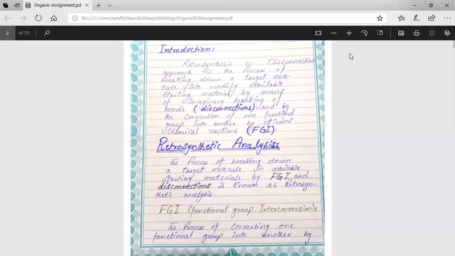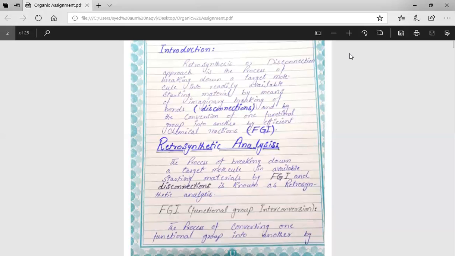Moving towards retrosynthetic analysis: the process of breaking down a target molecule into available starting materials by FGI and disconnection is known as retrosynthesis or retrosynthetic analysis. Retrosynthetic analysis can be done by two methods. Number one is functional group interconversion, FGI, and the second one is disconnection. First of all, we will discuss what functional group interconversion is.